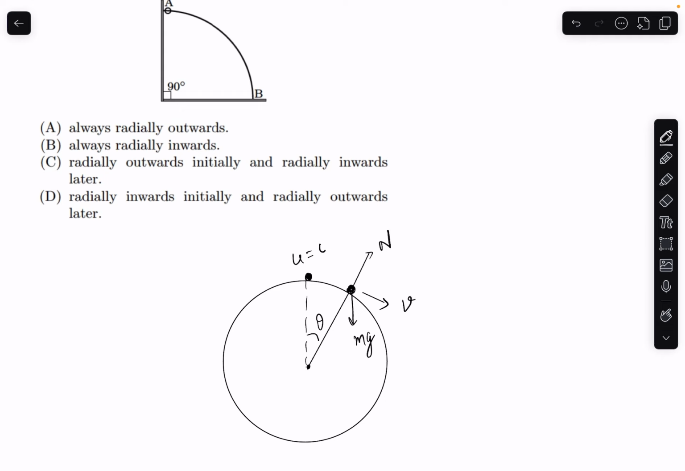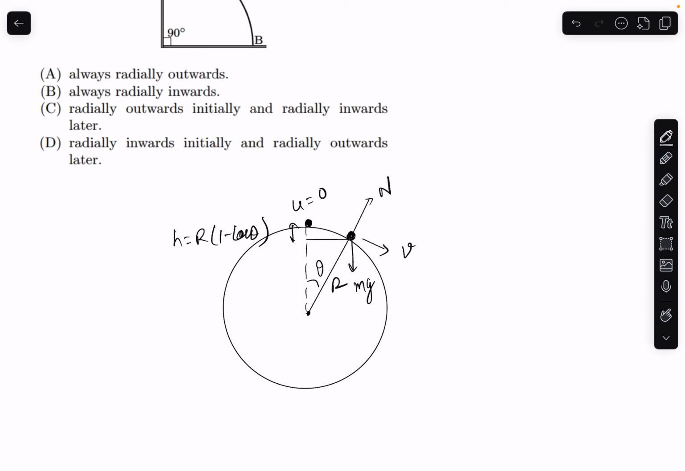Initial velocity of projection is 0. So what is the fall that it has achieved? This is the fall, and if the radius is r, then it can be proved that h is nothing but r into 1 minus cos theta. So if we apply the work energy theorem between the initial position and the position at an angular displacement theta, then we can write v square equal to 2gr into 1 minus cos theta. Let us call this equation number 1.